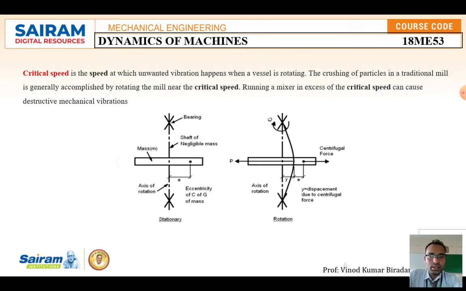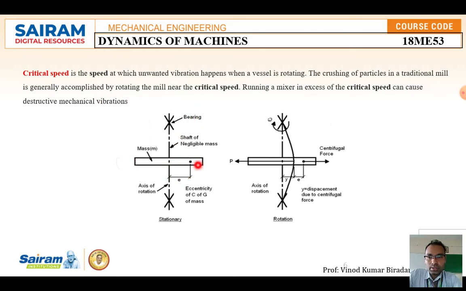The next topic is, what do you mean by critical speed? Critical speed is also very important here. Critical speed is sometimes called whirling of a shaft, or whipping of a shaft. It is the speed at which unwanted vibration happens when the vessel is rotating. Consider a shaft upon which a rotating mass is fixed. The crushing of particles in a traditional mill is generally accomplished by rotating the mill near the critical speed.